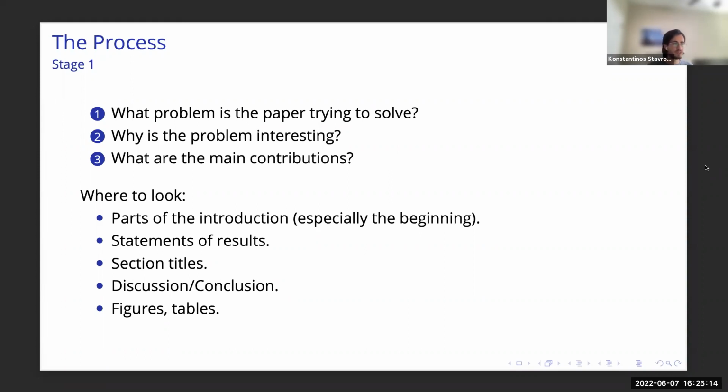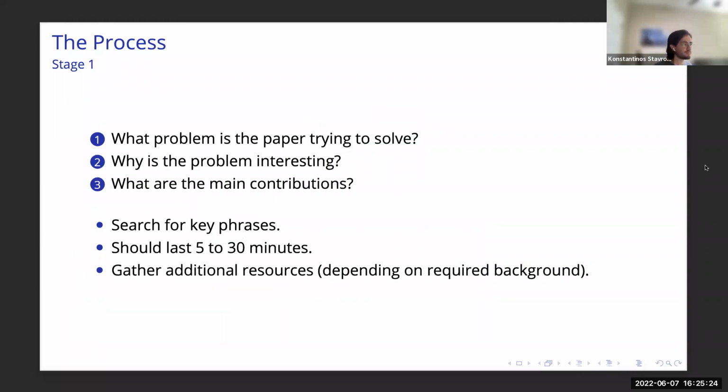So what is the problem? Why is it interesting? And what are the main contributions? And this will help in navigating then through the paper. And also it will help in gathering additional resources, because sometimes when we read a paper, we really miss a lot of background information. So even if we read the theorem statement or an informal statement, then we might not understand anything. So it is a good stage to gather information that we might miss.